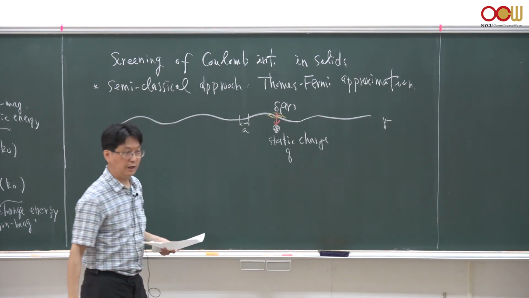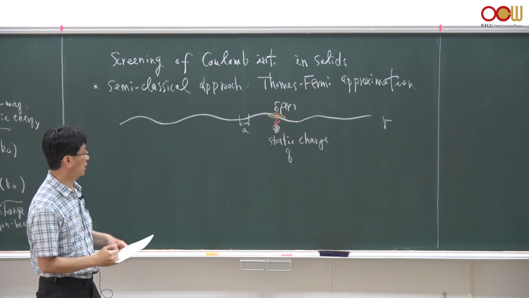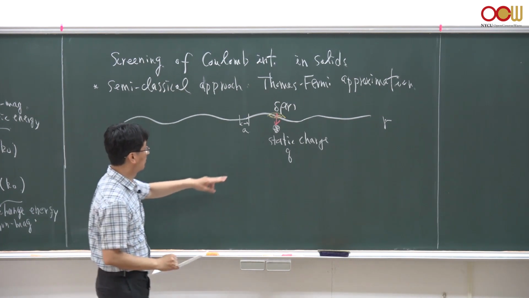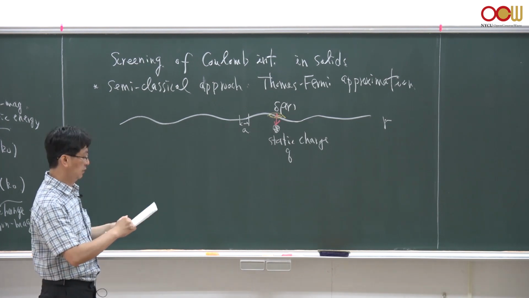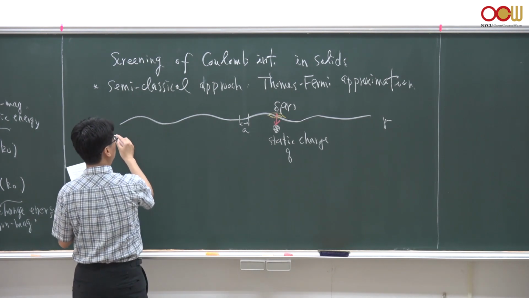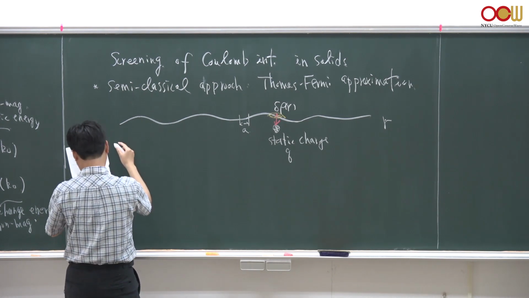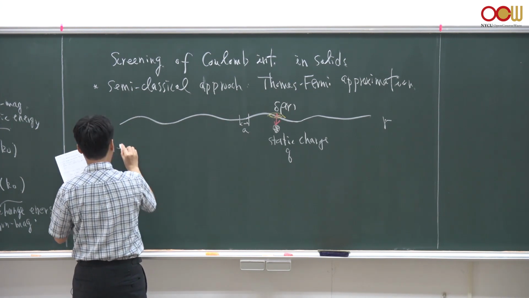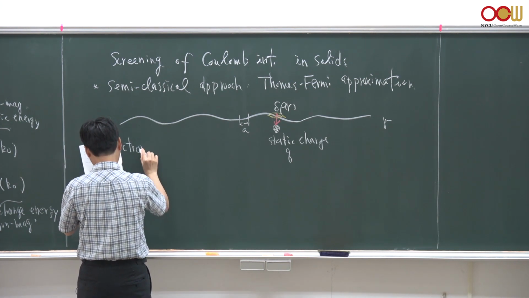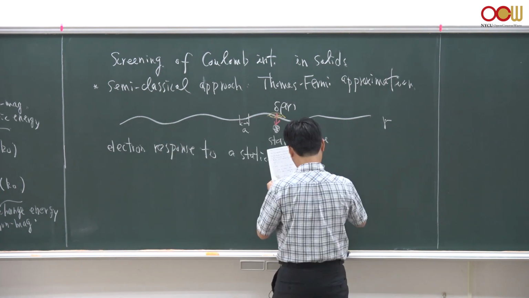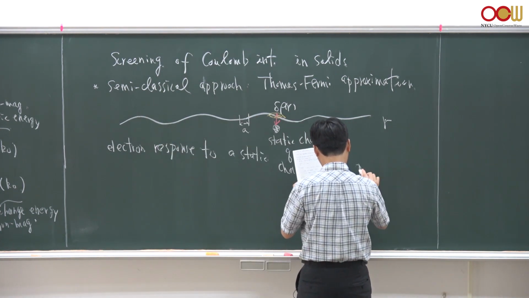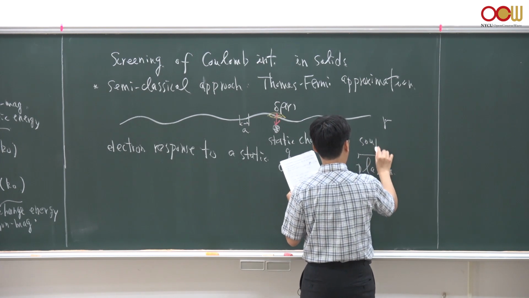And we would like to really calculate this kind of a feedback effect on both static charge Q and also this kind of a charge disturbance. So this is the so-called Thomas Fermi approximation, and this is a way to calculate the electron response to a static charge Q in a plasma, which is kind of an electron soup.